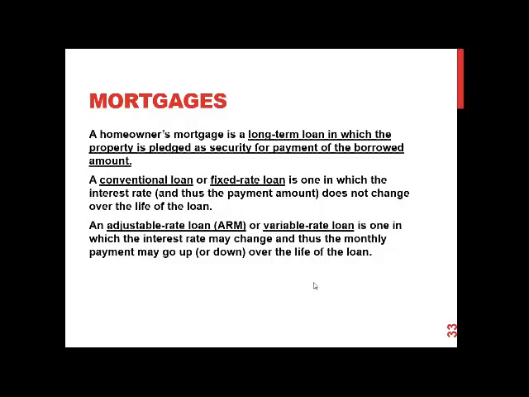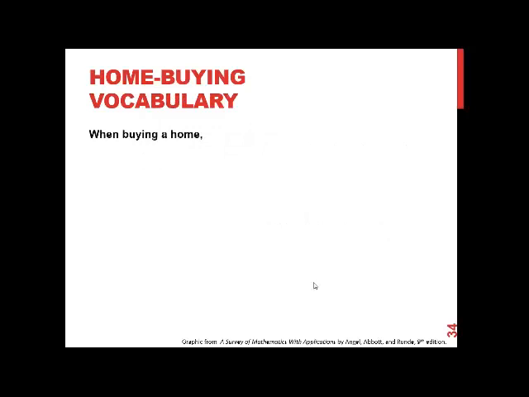An adjustable rate loan, or you might see it as an adjustable rate mortgage, ARM, or a variable rate loan is one in which the interest rate may go up or down, and therefore your monthly payment may go up or down over the life of the loan. Those can be helpful for you if interest rates are going down. They can hurt you if interest rates are going up.